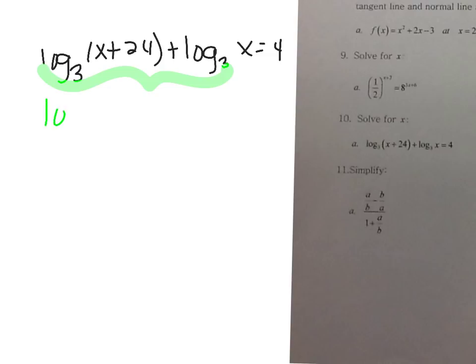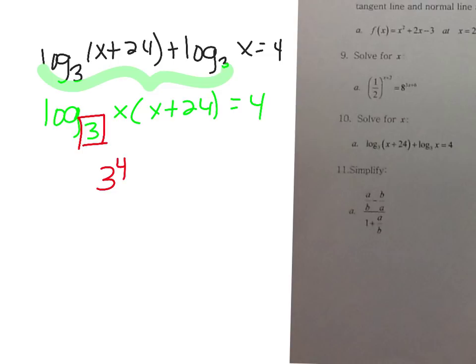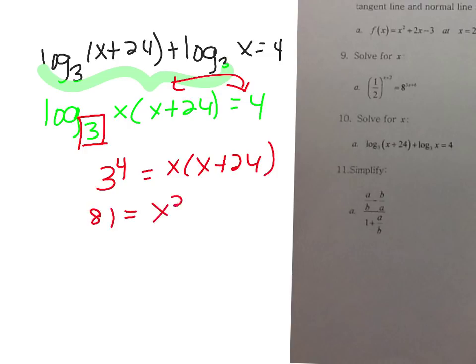So it's log base 3 of x times x plus 24 equals 4. Since there's log only on one side, you have to put it in exponential form. The base is 3, so it's 3 to the 4th. These two switch places. Equals x times x plus 24. So you're going to distribute. 3 to the 4th is 81 equals x squared plus 24x. 0 equals x squared plus 24x minus 81.